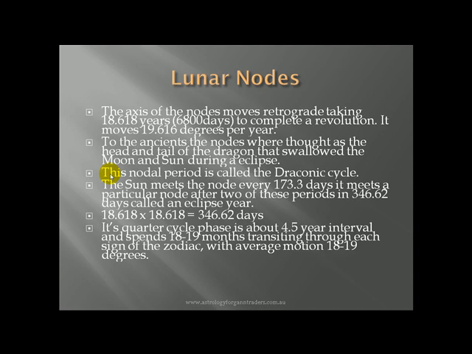sign of the zodiac with an average motion of 18 to 19 degrees. 3 nodal cycles take the same time as 2 Saturn returns, approximately 56 to 58 years.